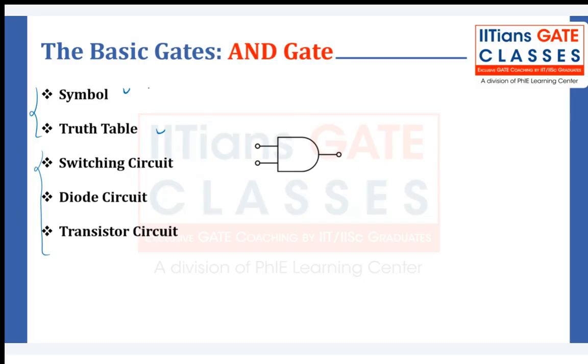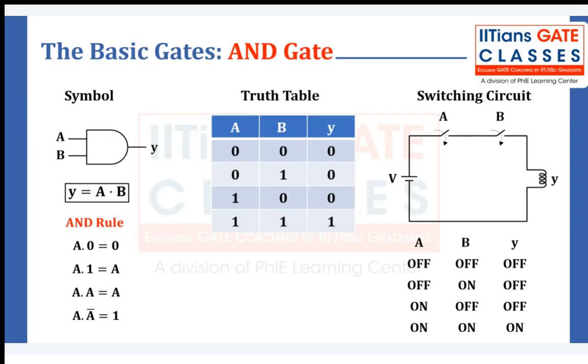Symbol and truth table are among the most important things, because if you don't know the symbol or the truth table, you won't know how a logic gate works. If you don't know how the logic gate works, you will not be able to design a network or simplify a network, right? So you cannot call yourself a design engineer.